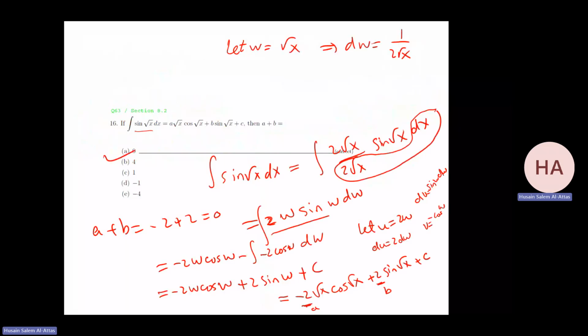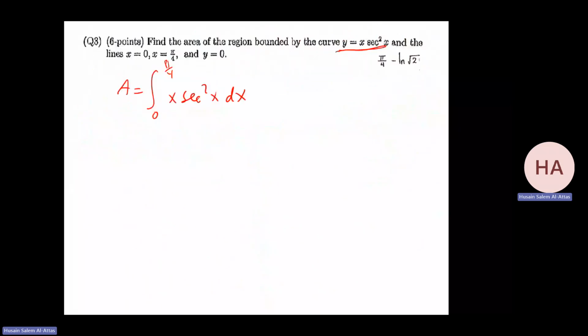Okay. Find the area of the region bounded by this and the lines x equals, yeah. So what I need is the integral of this between 0 and pi over 4. So the area will be the integral from 0 to pi over 4 of x secant squared x dx. And I think we did x secant squared x. It's okay, we can do it quickly.